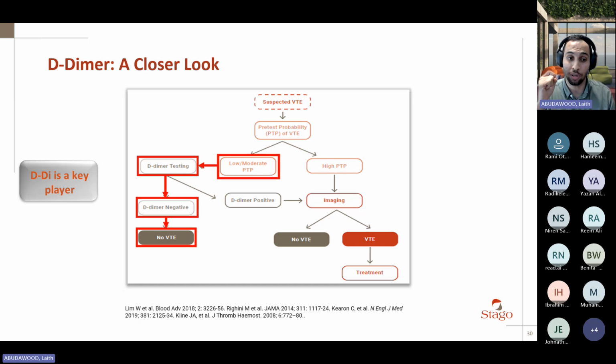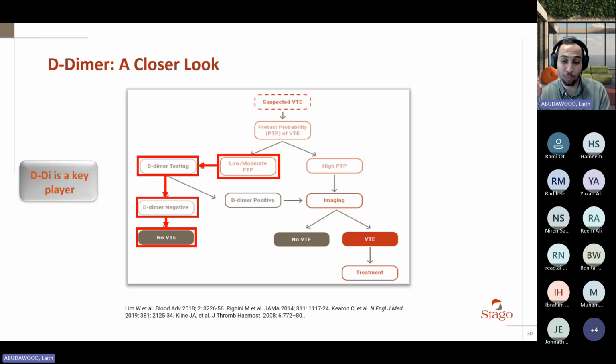So if your D-dimer is negative and you have low or moderate pretest probability, I say you have no VTE or no PE. Anything else, I cannot claim anything from my D-dimer. So again, the patient has to be low to moderate pretest probability. D-dimer has to be negative. At this point, I can exclude PE and DVT. Nothing else I can claim about D-dimer.